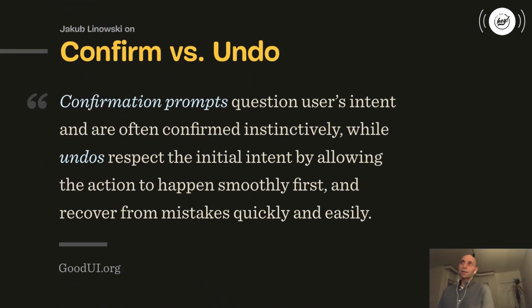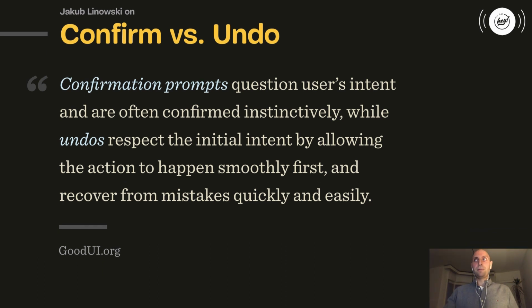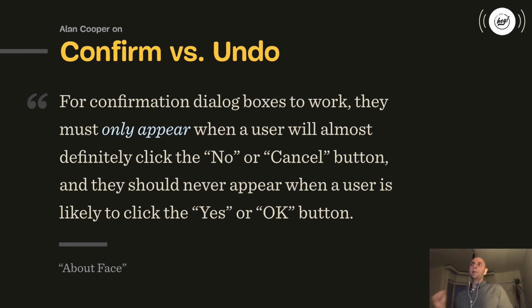So think next time, whenever you have some sort of confirmation dialog, think if there is a way to just let users restore it instead. Because in the end, confirmation prompts question users' intent, while undo is actually respected, right? There's a really nice quote by Alan Cooper in About Face where he wrote that for confirmation dialog boxes to work, they must only appear when a user will almost definitely click the no or cancel button. And it should never happen when a user is likely to click the yes or OK button, right?